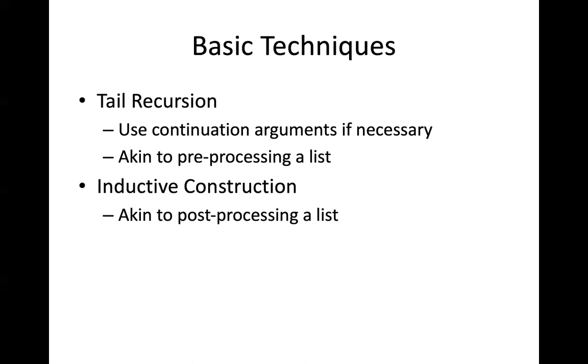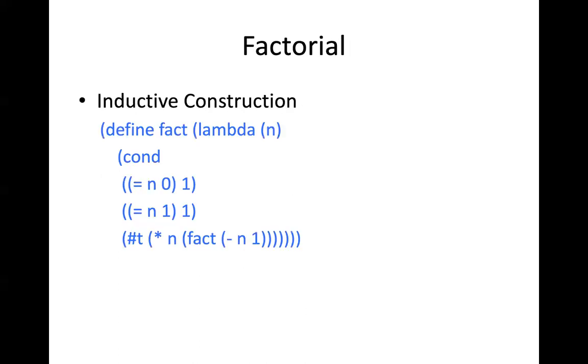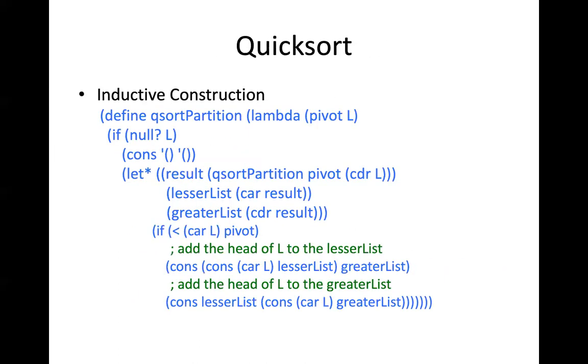So we went over the factorial and sum of numbers, which I'm not going to do again. So instead, I'm going to show you quicksort, which is the beefiest of our examples. And it turns out that what we are concerned with primarily is the partition of the list.